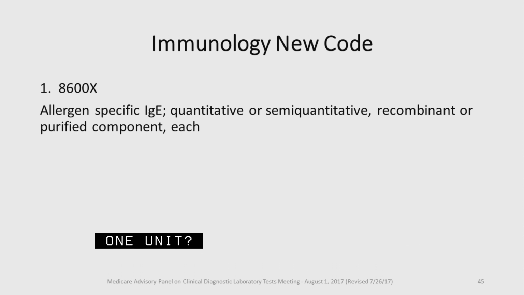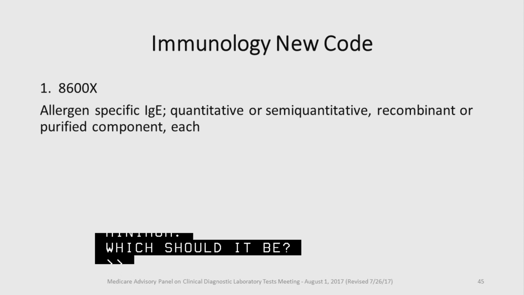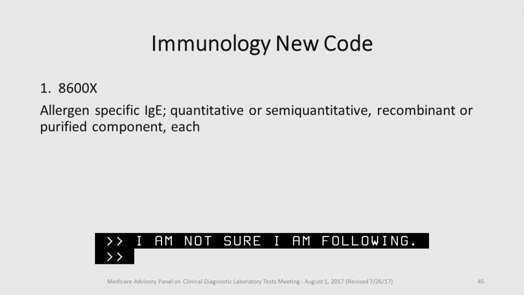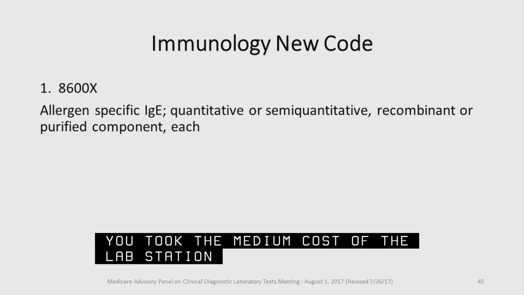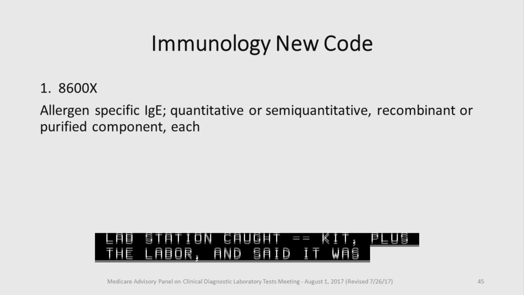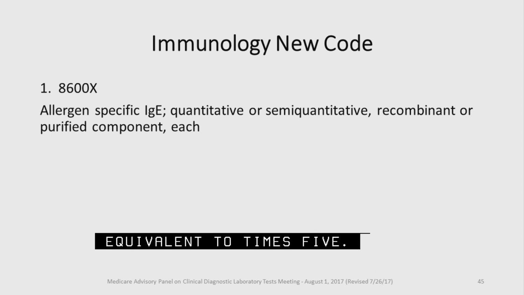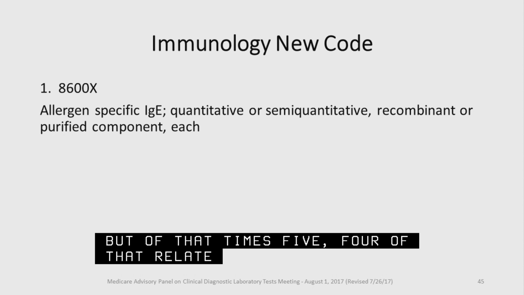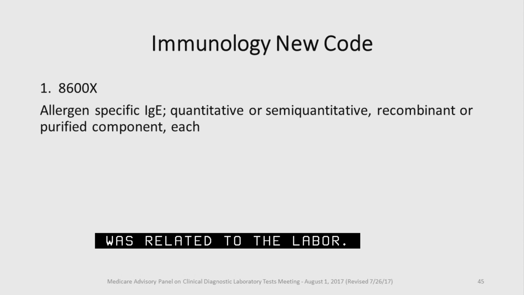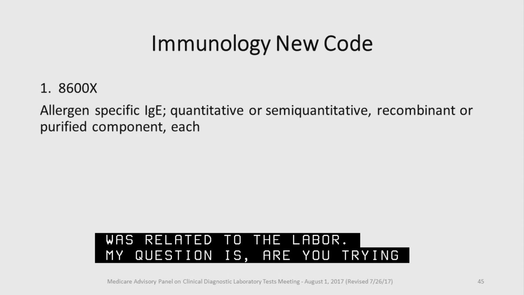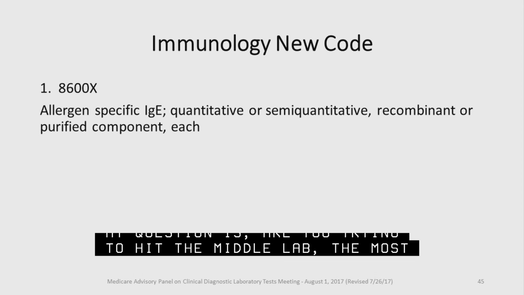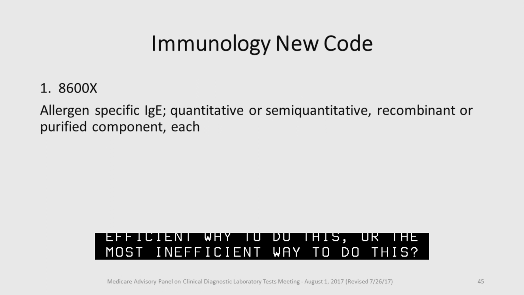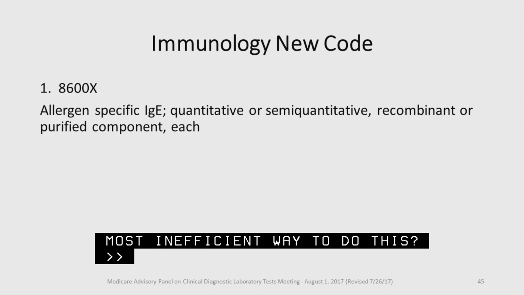I'm not sure I'm following. 50 plus 1 unit? I thought you reached that times 5. My question is kind of similar to hers, that you took the median cost that labs pay for the kit, plus the labor unit, and said it was equivalent to that code times 5, correct? Correct. But of that times 5, 4 was related to the price of the kit, and 1 unit was related to the labor in the laboratory, correct? Correct. So I suppose my question is, are you trying to hit the middle lab? Are you trying to hit the most efficient way to do this, or the most inefficient way? I don't know how to answer that other than, yeah.